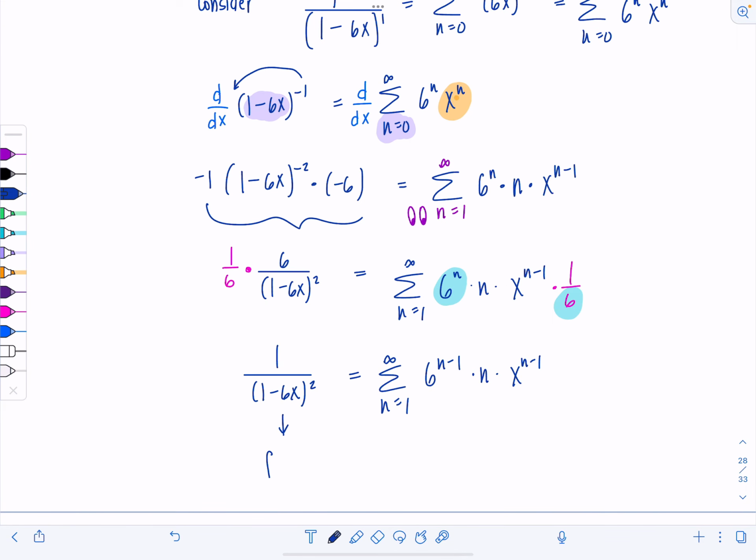This is my f of x. If possible, you usually want to have x to the n in your final answer. So I need to add 1, which means I need to start my sum at 0 instead. So if you start 1 lower, you bump up everybody by 1. So you'd have 6 to the n times n plus 1 times x to the n.